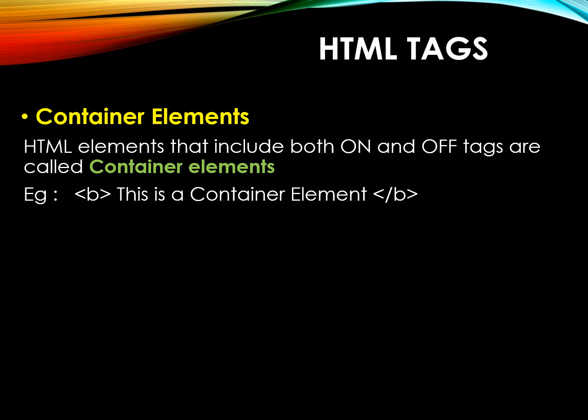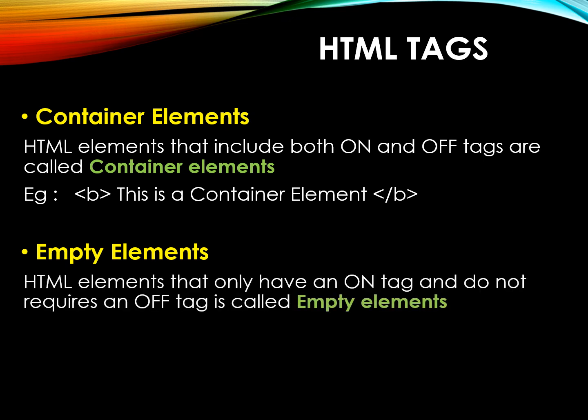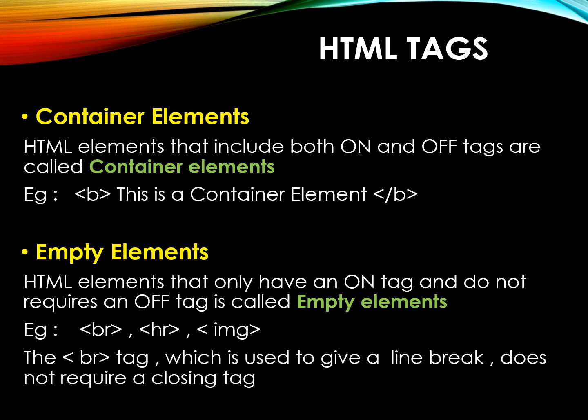The second category we call empty elements, or empty tags. Empty tags have only an on tag and do not require an off tag, right? Let's see an example. We have the break tag, or BR tag, the horizontal ruler, the HR tag, or the IMG tag if you want to put in an image. You don't need a closing tag.